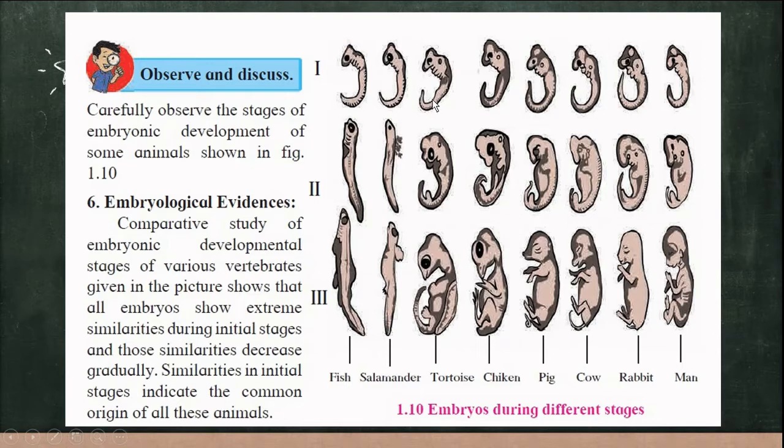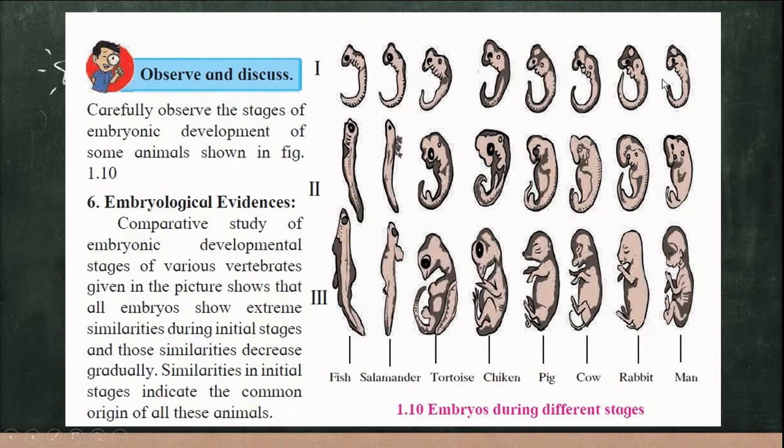So if you do a comparative study of embryonic developmental stages, the various vertebrate embryos show extreme similarities. Extreme means maximum similarities during the initial stages, and these similarities decrease gradually in the later stages. Similarities in the initial stages indicate that we have a common origin of all the animals. That means these initial stages show tremendous similarity.